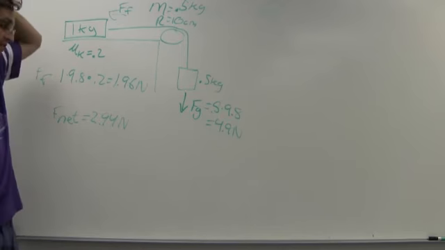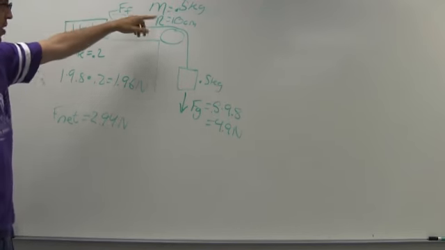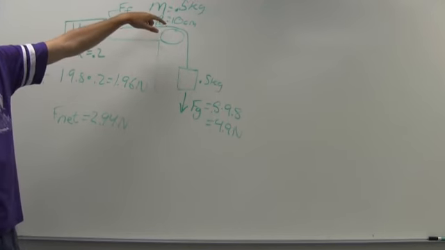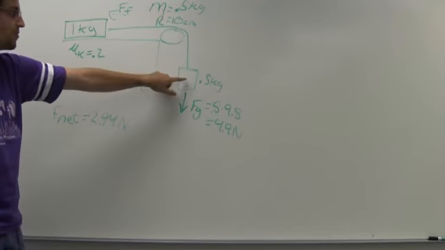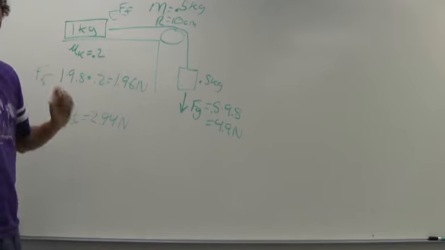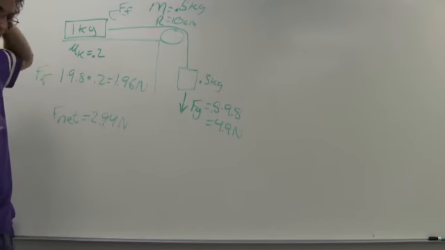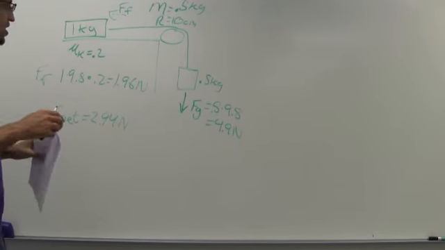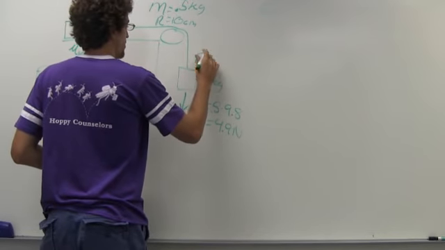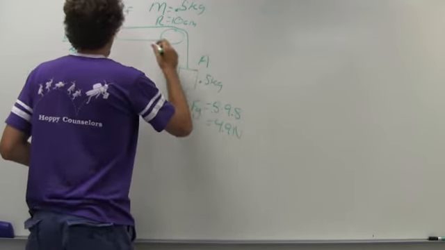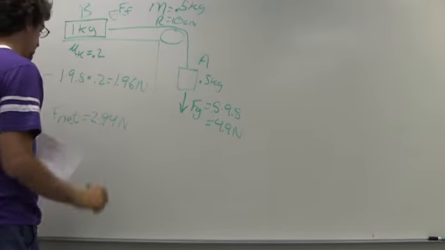But now we have to consider the fact that the pulley has to be accelerated so that the string is accelerated at the same rate for both the block, the pulley, and the other block. So that makes sense. I'm going to take a second here and call this block A. This is block B and that's the pulley.